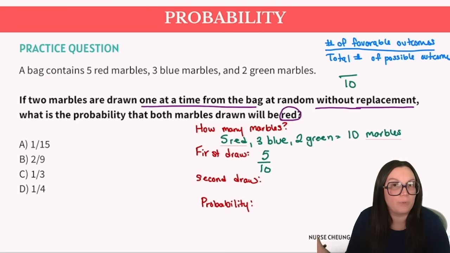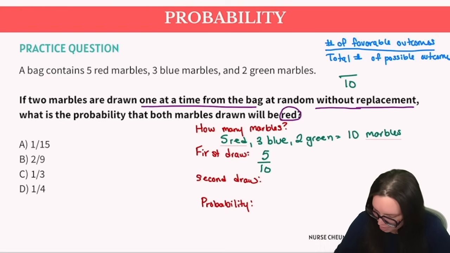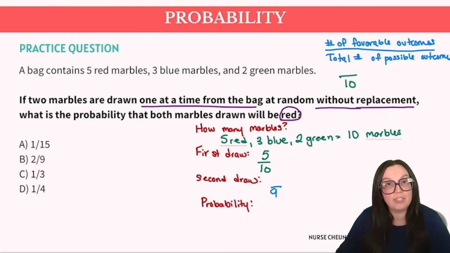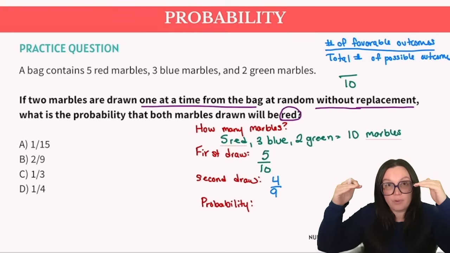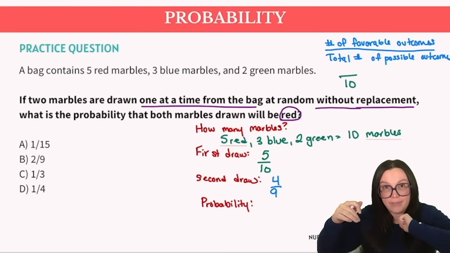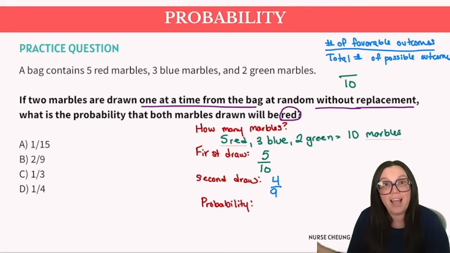So now how many marbles do we have in the bag? Well, now we have 9, right? So now our denominator is going to be 9 because we have only 9 possible outcomes since we've already drawn one of the red marbles. How many red marbles do we now have in the bag? 5 minus 1 is equal to 4. So our next fraction is going to be 4 out of 9. There's 4 favorable outcomes because we have 4 red marbles left, and we have 9 total possible outcomes because we only have 9 marbles left.